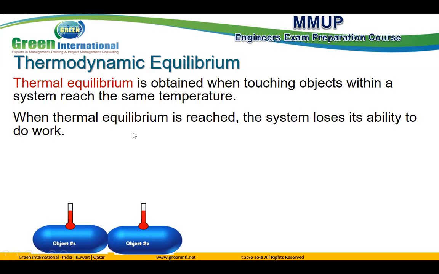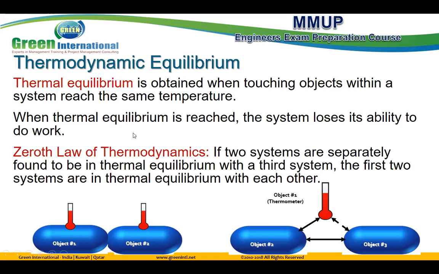This thermal equilibrium leads us to the Zeroth law of thermodynamics. What is, briefly, the Zeroth law of thermodynamics? It says, if you have two systems and these two systems are found separately, it means not in thermal equilibrium because they are separate, and for the thermal equilibrium definition they should be touching, but each one of them is in thermal equilibrium with a third system. Clear?